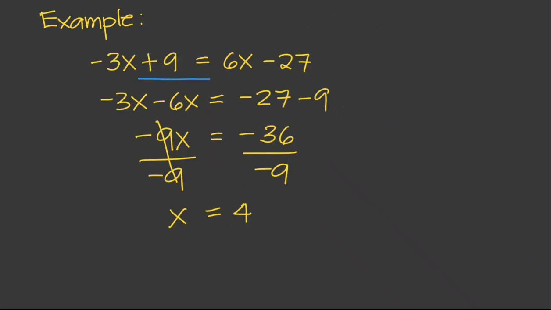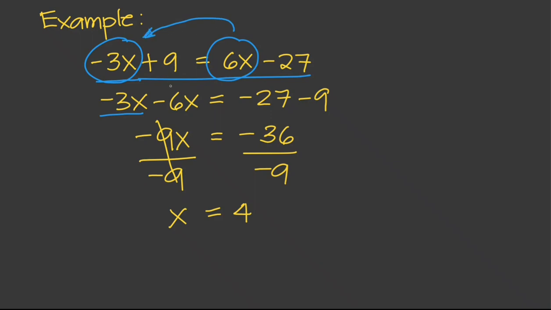Then the next example, negative 3x plus 9 equals 6x minus 27. So the same process, we group like terms. Negative 3x here and 6x are alike. So we just leave negative 3x as it is, and then we move 6x together with negative 3x.